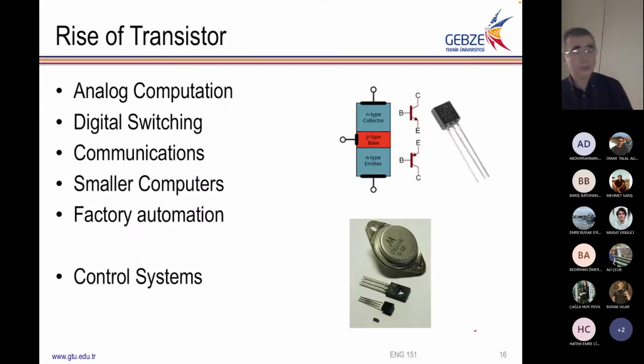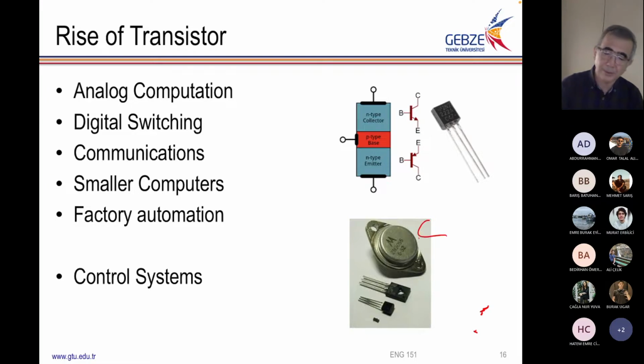After Texas Instruments invented transistors, areas in computation, analog computation, digital switching, communications, making computers, and automation in factories and control systems increased significantly and in very fast fashion.